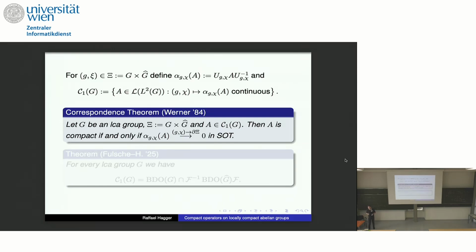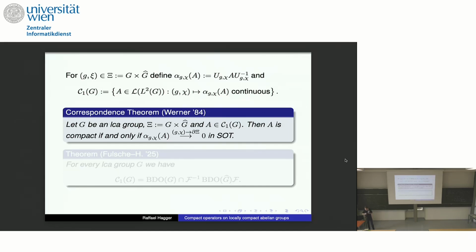And then Werner basically tells you via the correspondence theorem which operators are compact. Okay? So that works for any locally compact abelian group. It tells you essentially that A is compact if and only if these shifted versions go to 0 in strong operator topology as you reach the boundary of this product. What I mean with the boundary, well, you take a compactification, and then that's the boundary of the compactification. In this case, it doesn't matter which one you take. Easiest is probably to take the 1-point compactification, and then you just let those nets converge to that 1 point.